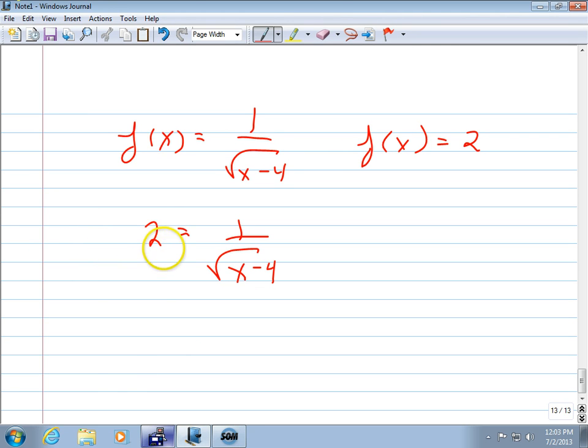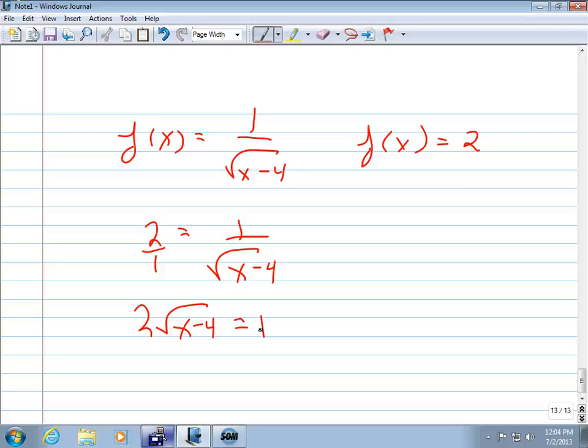Well, this is 2 over 1, isn't it? If you have one fraction equals another, you can cross multiply, so what do you get? 2 rad x minus 4 equals 1. Now, do you remember how to solve radical equations? You isolate the radical. You don't have to all the time, but usually that helps.